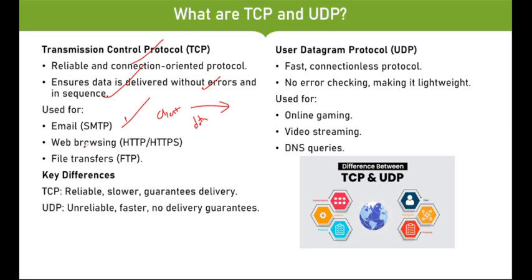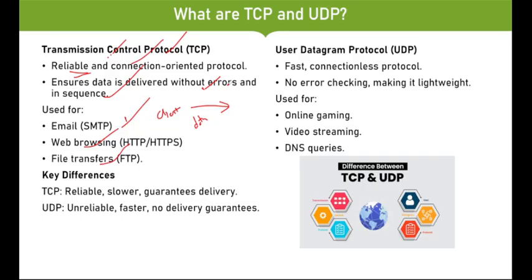Web browsing with HTTP and HTTPS also, we don't want to lose any packet in between. Let's say I want to open a YouTube page, I don't want to lose any image in between on the internet. That's why I will use the TCP protocol there. Then file transfer. If you want to transfer a file from one person to another, there also I don't want to lose any data. That's why I will use the TCP protocol. So TCP is the connection-oriented protocol and it is reliable, so it will not lose any data in between on the internet.